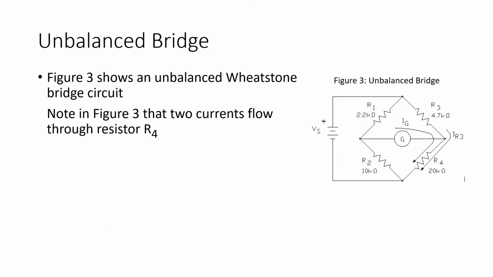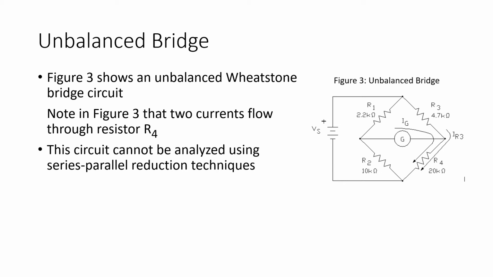Now, an unbalanced bridge simply means that R1 over R2 does not equal R3 over R4. So we look at the circuit of Figure 3, and you can see that a balanced condition does not exist. And when the bridge is not balanced, current will flow through the galvanometer. And if you again refer to the circuit of Figure 3, note that two currents flow through resistor R4: the current that flows through R3 and the current that flows through the galvanometer.